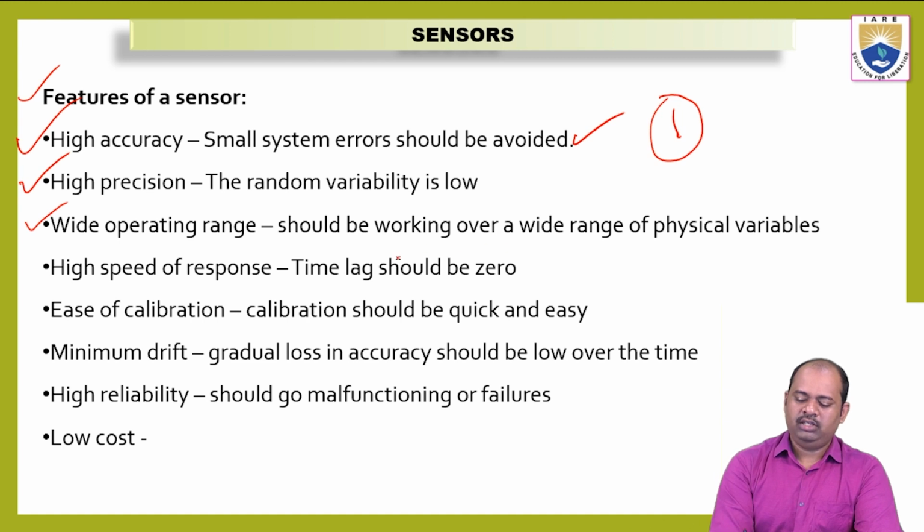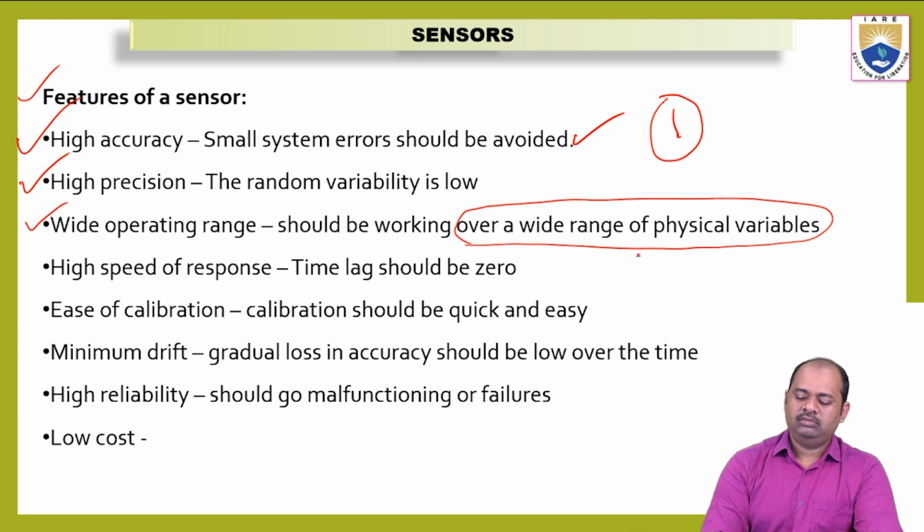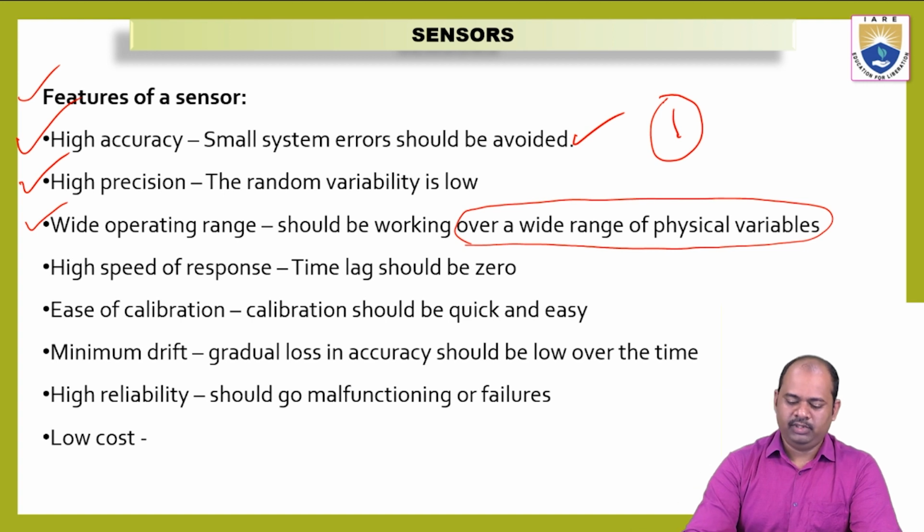It should be working over a wide range of physical variables, and also it should cover a wide range of the parameter value. Suppose I have a thermocouple which can measure the temperature only up to 100 degrees centigrade. I cannot use it anywhere, because that thermocouple should be capable enough to measure temperatures ranging from minus 100 degrees to plus 1000 degrees centigrade. It should have a very wide range of measuring variables.